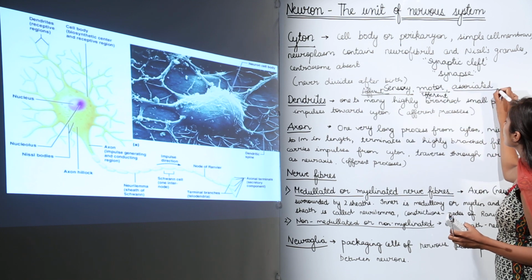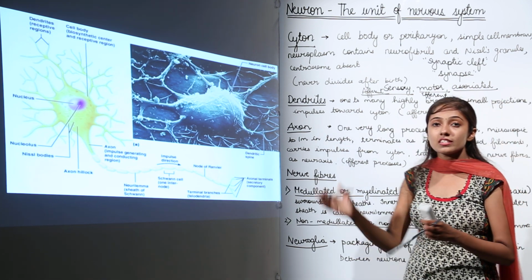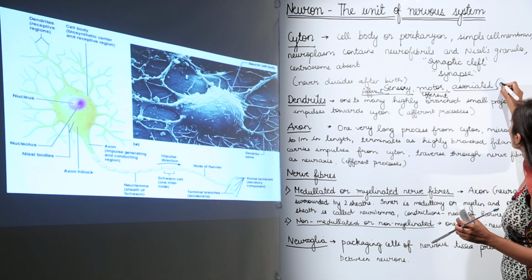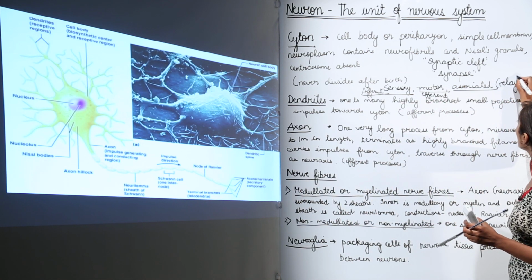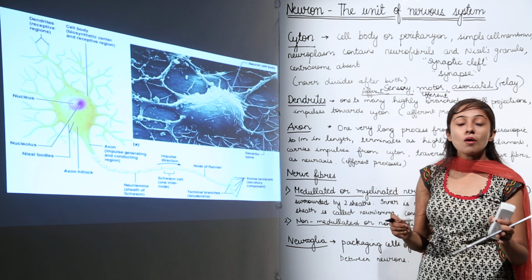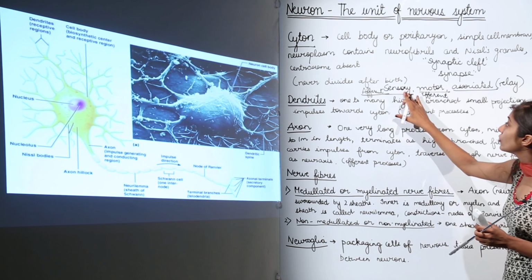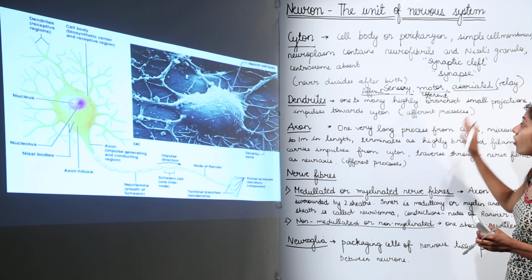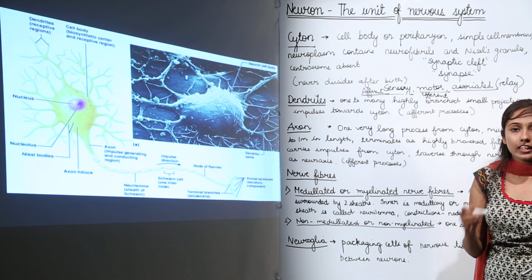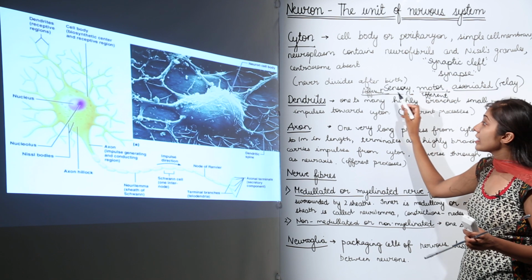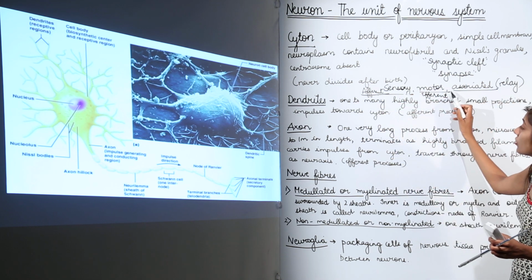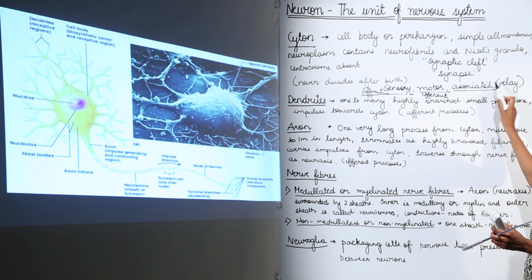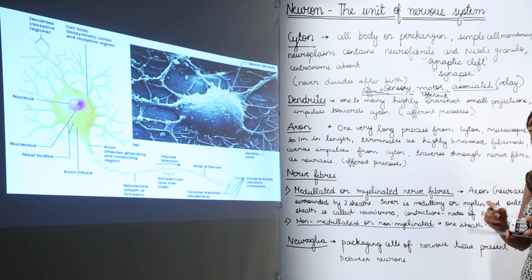Then the associated neurons form a connection between the sensory and the motor neurons. They are also known as relay neurons. They form a link between the sensory neuron and the motor neuron. So, these are the three types of neurons: sensory, motor and relay neurons. Sensory are also known as afferent neurons, motor neurons are also known as efferent neurons, and relay neurons are also known as associated neurons, right.